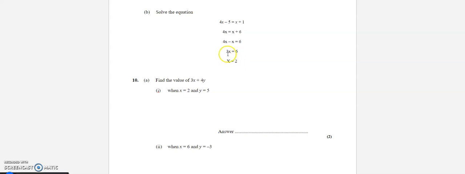Why does it equal 2? Because to get from 3x to x, I've just divided by 3. And whatever I do on this side, I have to do on the other side as well. So 6 divided by 3 gives us our 2.